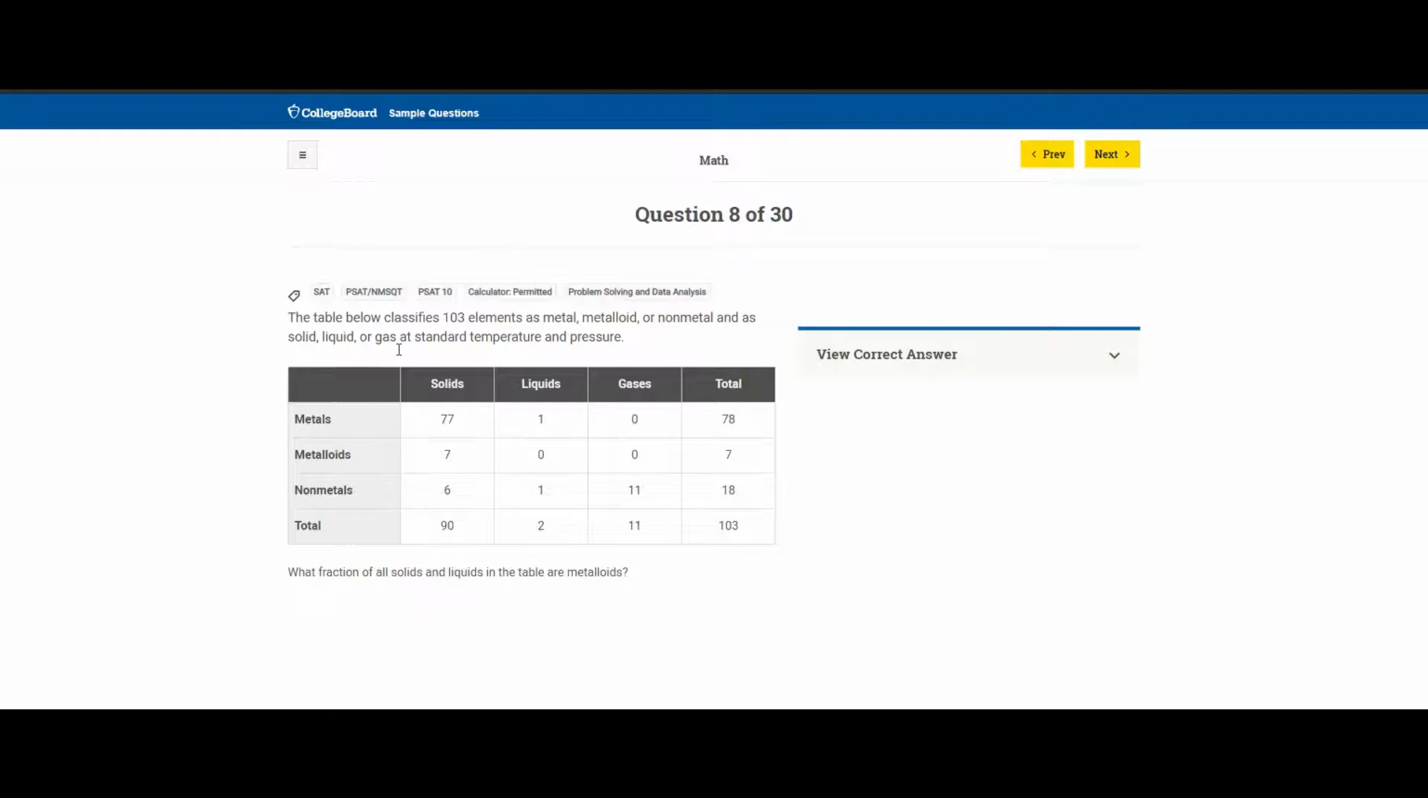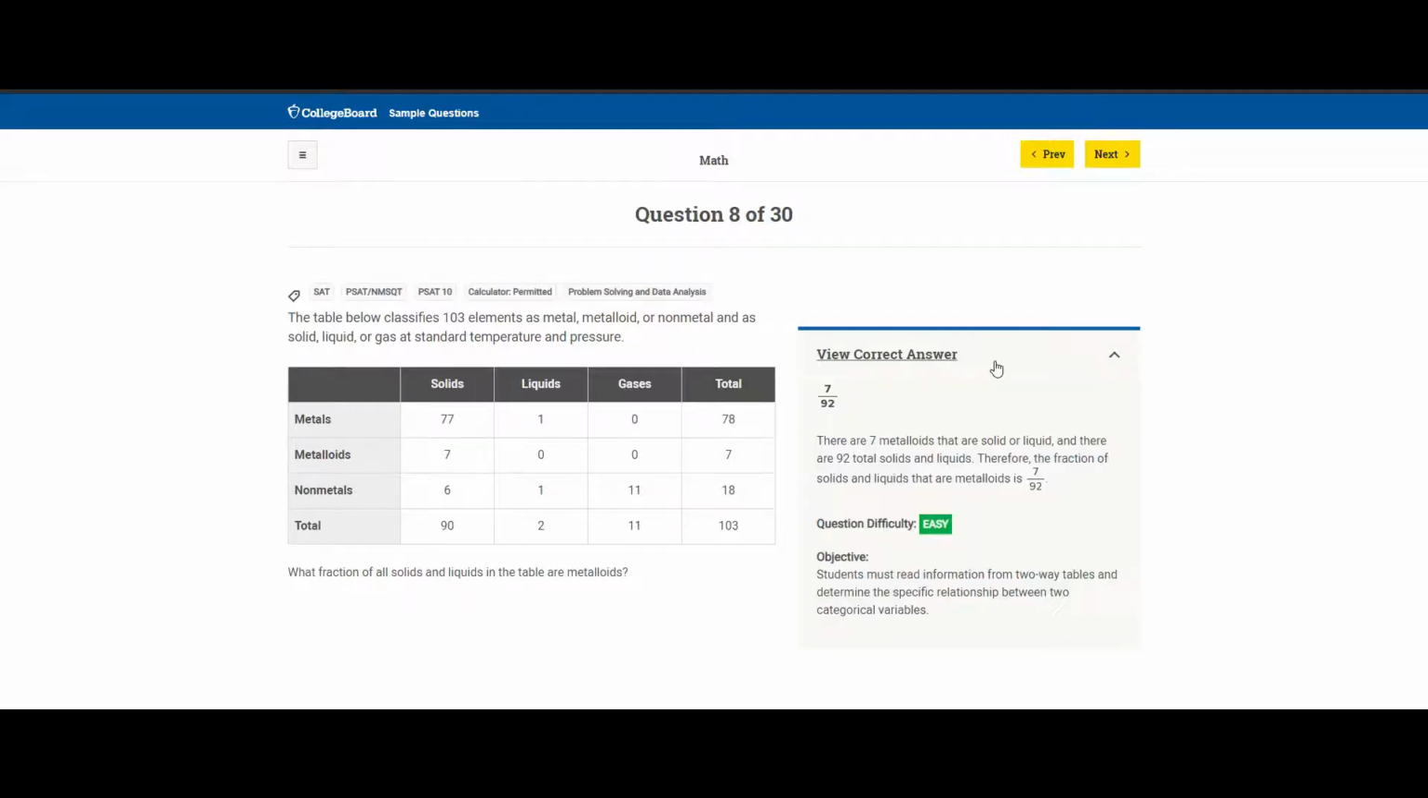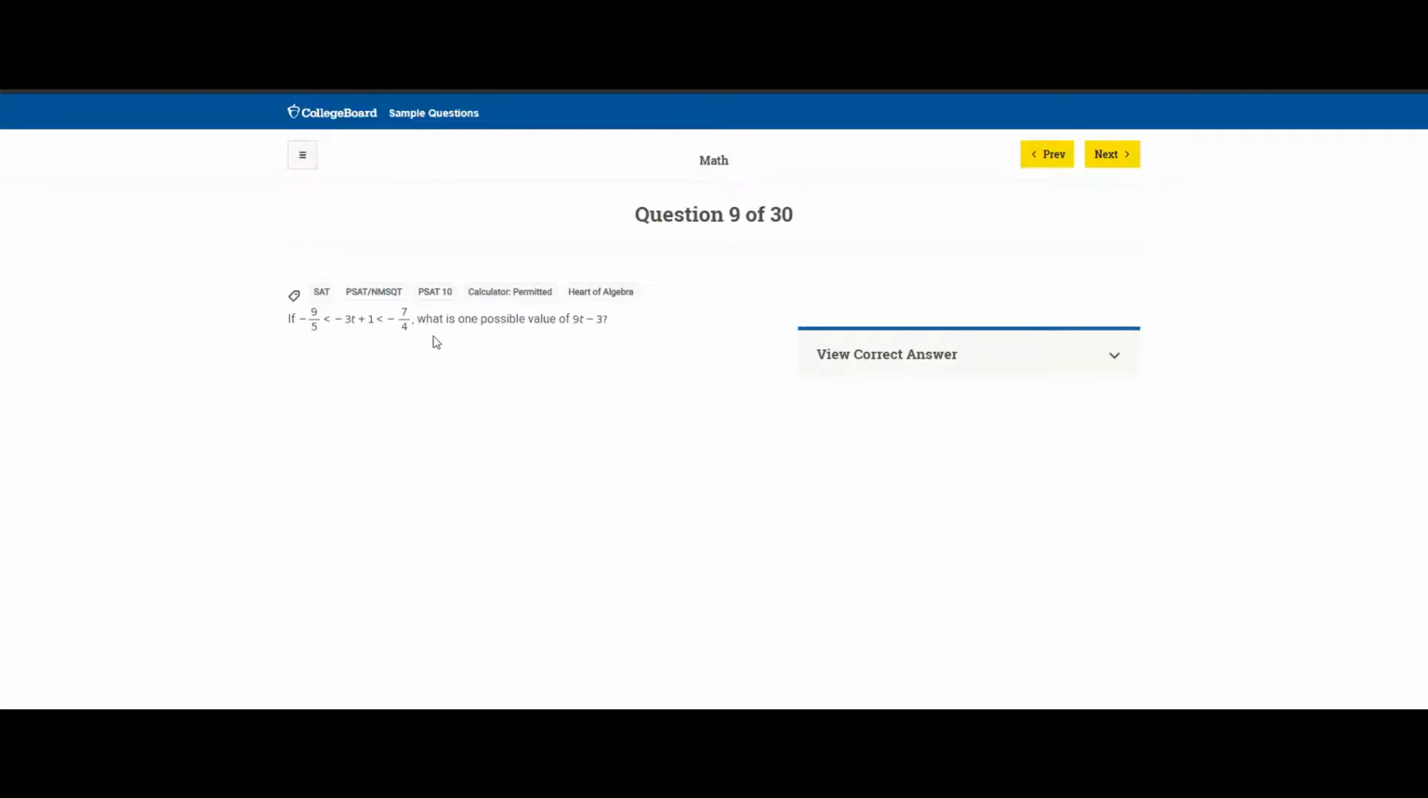I don't know. Let me pull out my calculator and see if that simplifies any further. I don't think I have a calculator on me, so I'm just gonna do some long division and see what that ends up getting me. It's been a while since I've done that, that's for sure. 7, 22. That does not divide evenly. So your correct answer should be, because you're looking for metalloids of all solids and liquids, 7 over 92. There we go. That's the answer. Okay.